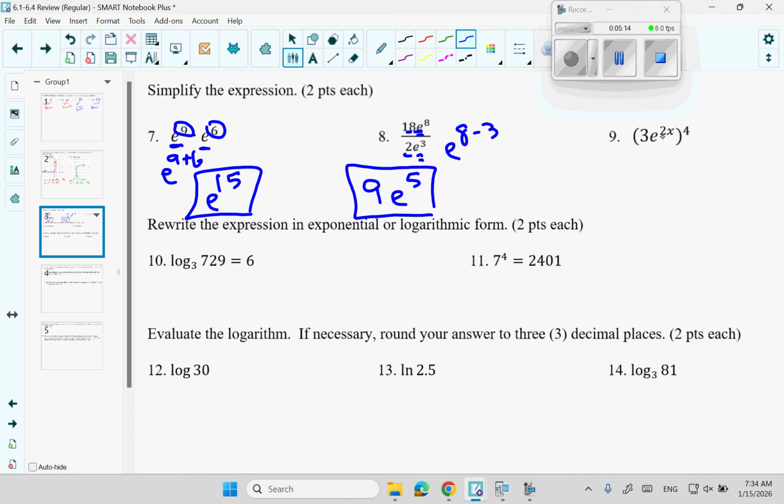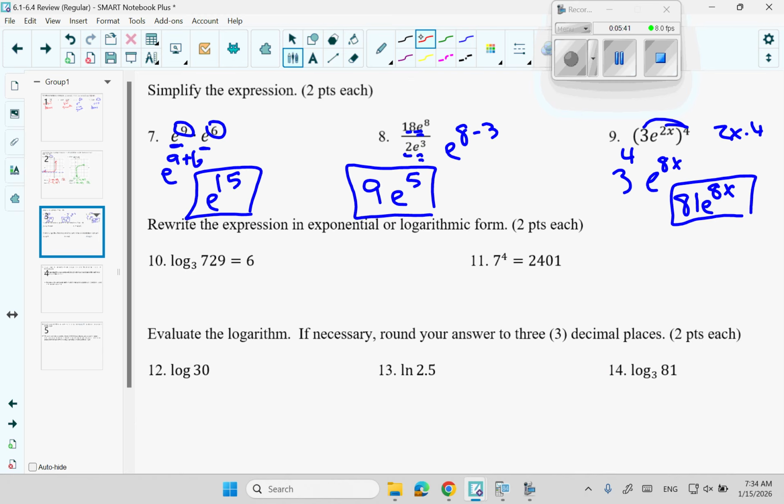Here I'm separated by parentheses, so the 4 is going to go to both places and get multiplied. So I get 3 to the 4th and e to the 2x times 4. So I'm going to get e to the 8x. You could type 3 to the 4th in your calculator and get 81. So I get 81 e to the 8x.